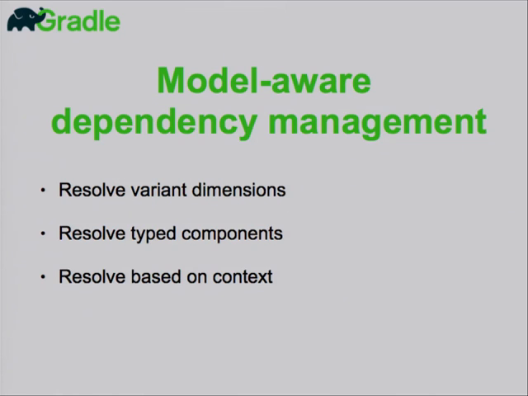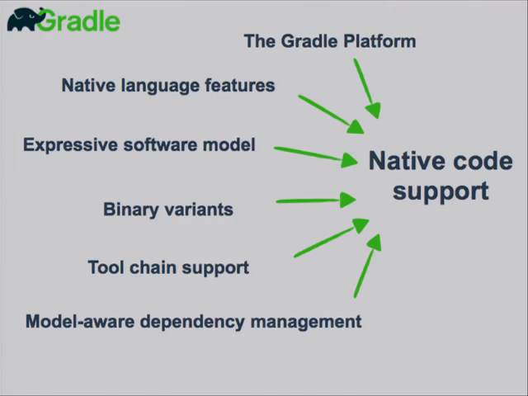And we want to resolve based on context, which is how we're trying to use this thing. Are we trying to compile? Are we trying to debug? Are we trying to link? All these different ways we need to use in the native space that didn't come up in Java. So we've already built some model-aware dependency management, and we're working on making that much richer.